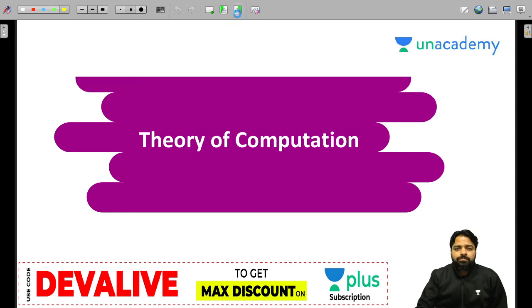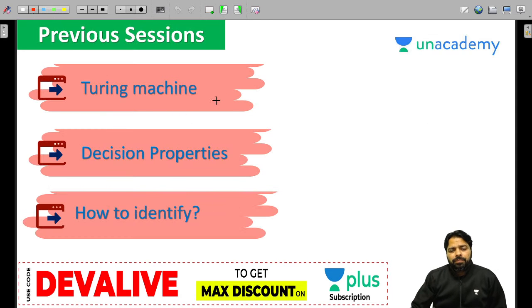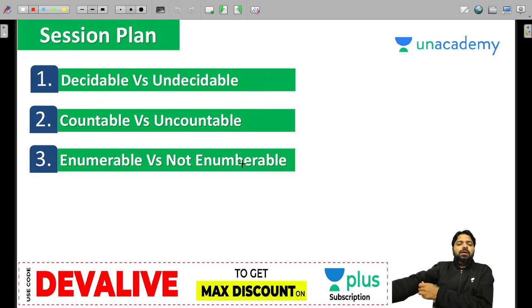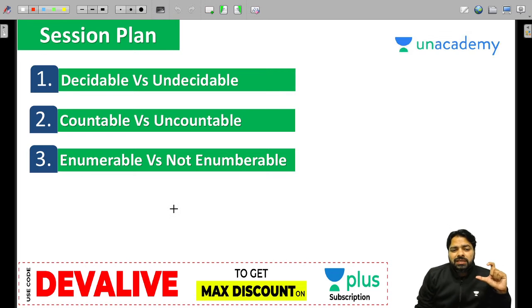What we have seen in previous sessions: Turing machine decision properties, and how to identify some of the problems and some of the languages too. In this session, I am trying to explain the difference between these three words, decidable versus undecidable. In undecidability, we also have the words countable and uncountable, and enumerable versus not enumerable. These are important words, and you may or may not have awareness of them. The first one and the third one I have explained, but you still need to understand the relation properly. So I want you to understand these three words properly. Let's start.